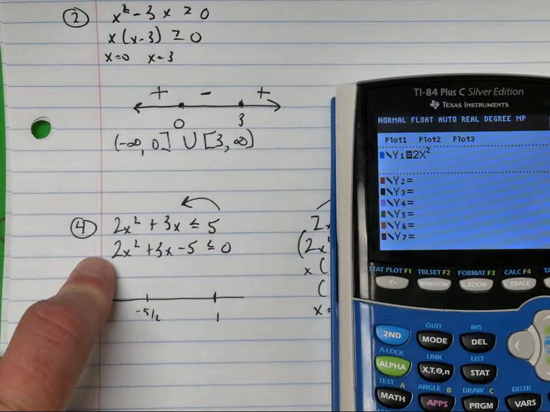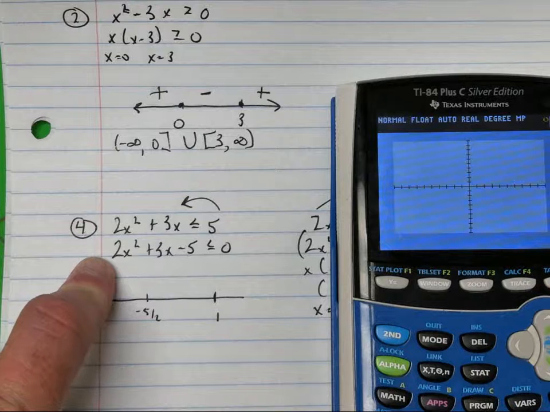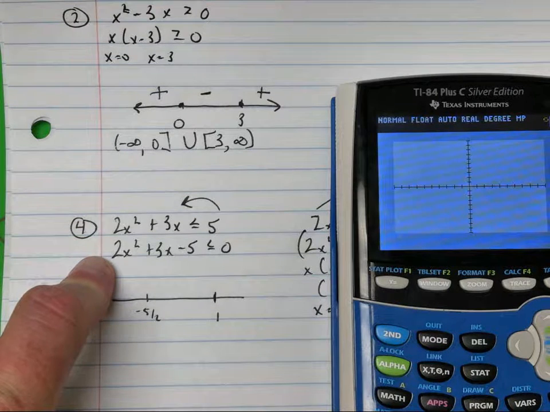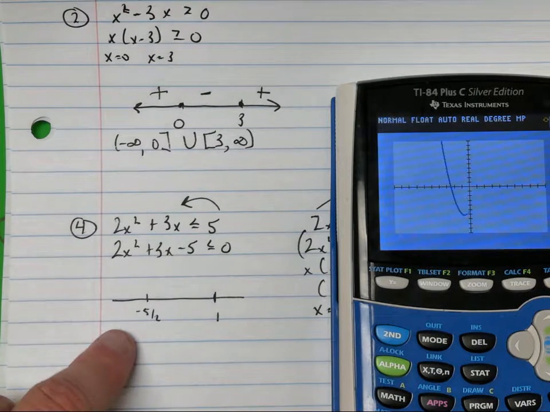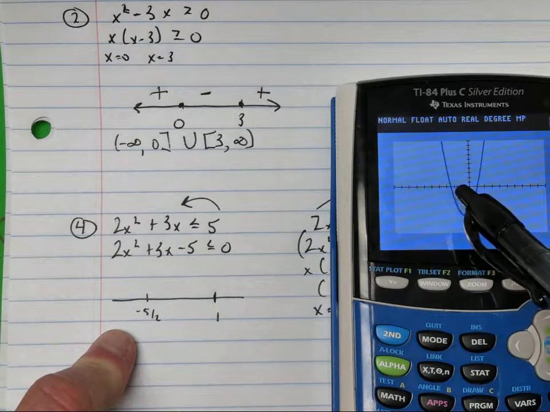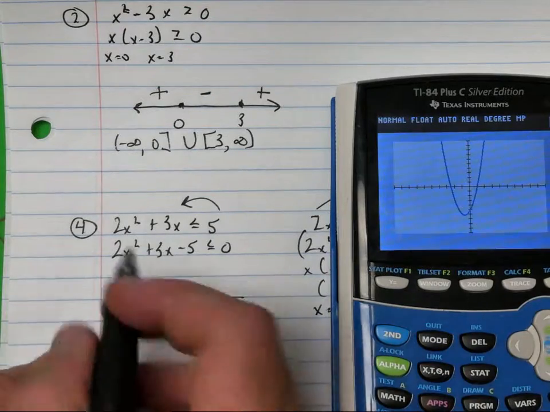2x squared plus 3x minus 5. It should cross at negative 2.5, which it does, and 1. Now, what is going on here? From negative infinity to negative 2.5 is above the line. That is positive.